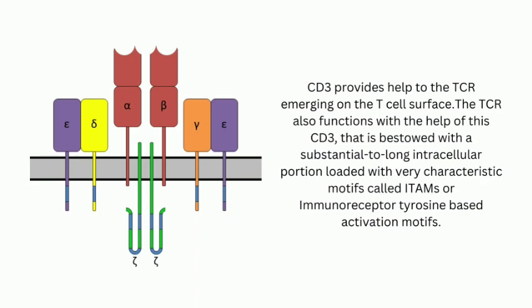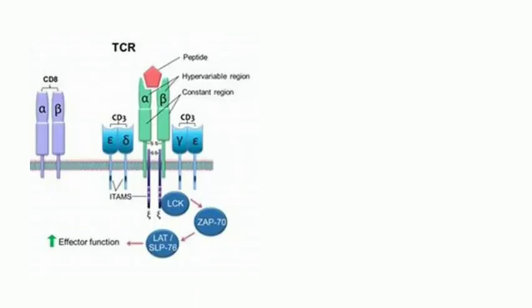The TCR also functions with the help of this CD3 that is bestowed with a substantial to long intracellular portion loaded with very characteristic motifs called ITAMs or immunoreceptor tyrosine based activation motifs, since they are rich in tyrosine amino acids. A total of 10 such ITAMs are found in a single CD3. Please refer to this picture. Its role is to carry out signal transduction as soon as TCR forms a ternary complex with the processed antigen placed onto the MHC of the presenting cell.